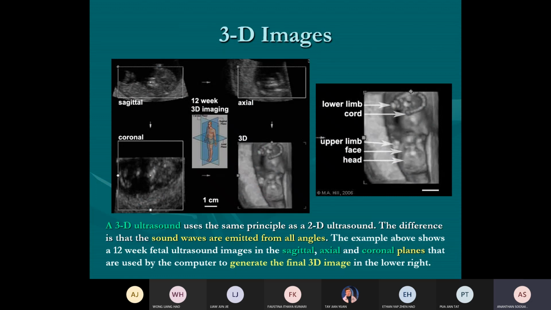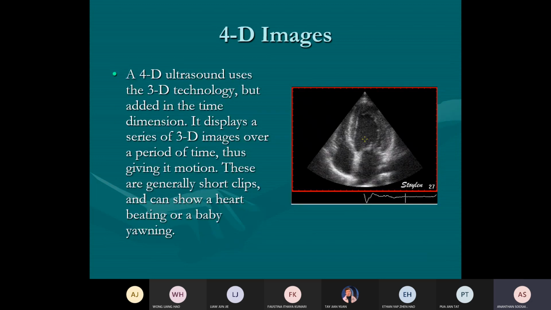Here we have 3D and 4D already. 3D uses the same principle as 2D ultrasound, but the sound wave is emitted from all angles to show a 3D image. 4D is 3D plus movement, with the time function integrated. So 4D ultrasound uses 3D technology but adds a time dimension, so the picture is run frame by frame to show the movement.